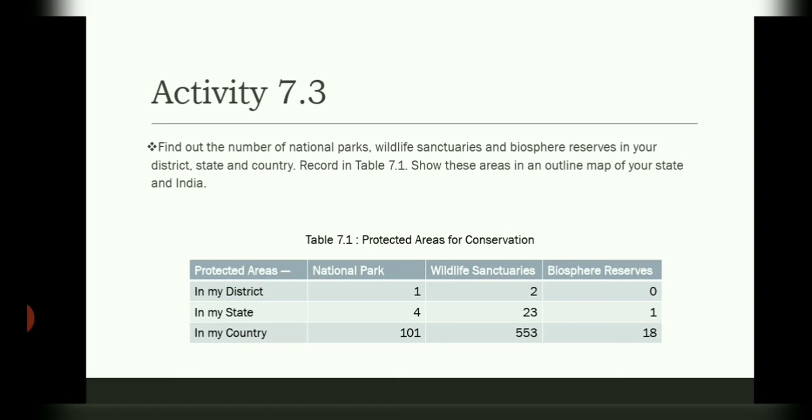Activity 7.3. Find out the number of national parks, wildlife sanctuaries, and biosphere reserves in your district, state, and country. Record in Table 7.1. Show these areas in an outline map of your state and India. Table 7.1, Protected Areas for Conservation. Protected areas in my district: National parks 1, wildlife sanctuaries 2, biosphere reserves 0. In my state: national parks 4, wildlife sanctuaries 23, biosphere reserves 1. In my country: national parks 101, wildlife sanctuaries 553, and biosphere reserves 18.